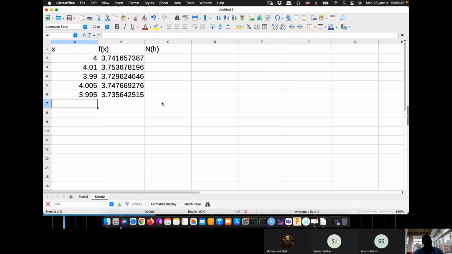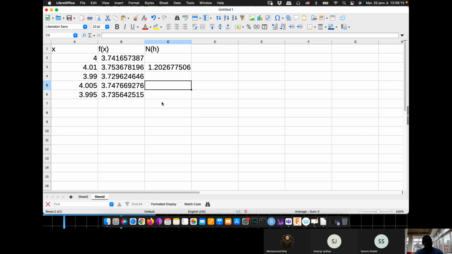So you have got these values. Now what you have to do is calculate N(h). How do you calculate N(h)? This value minus this value, divided by 2 times h. So you first put the bracket: this value minus this value, bracket, divided by 2 times h. What is my h? 2 into 0.01. So you have got the values of N(h).